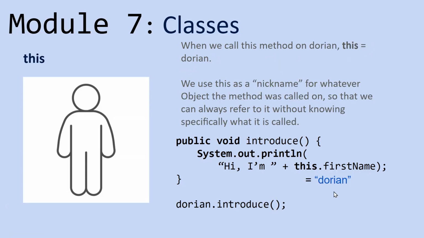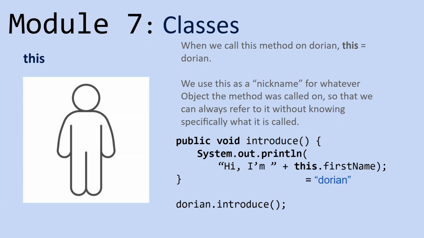So, let's say we call this method on the Dorian variable we made earlier. Well, in that case, this is going to be referring to Dorian. And so this is kind of just a nickname for whatever object the method was called on. So we can always refer to it without knowing specifically what object the introduce method is going to be called with.